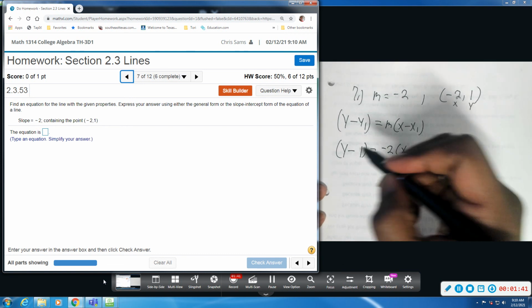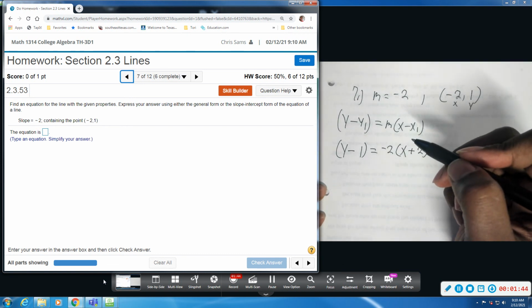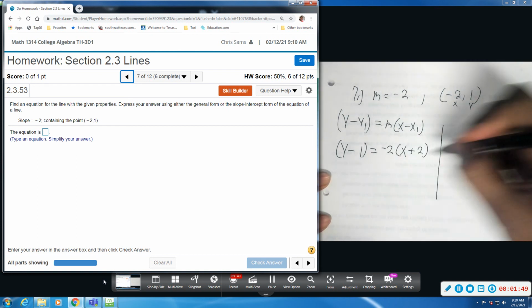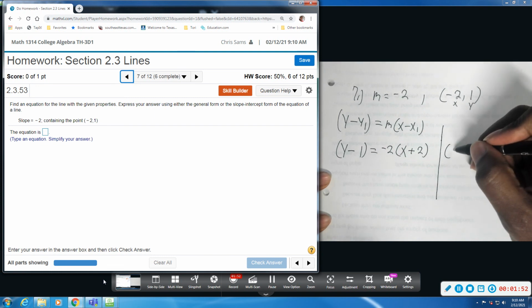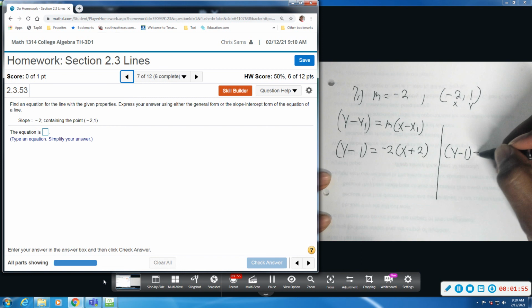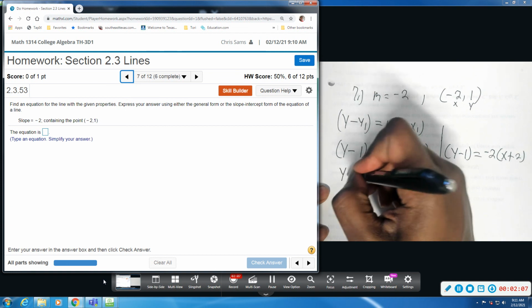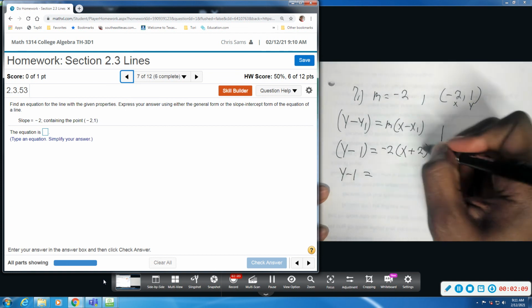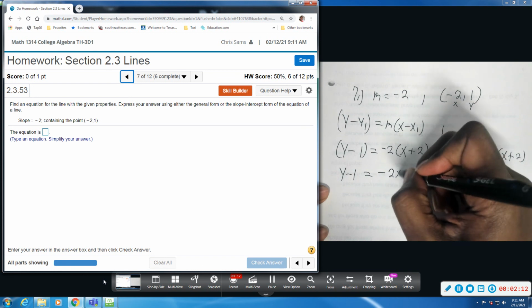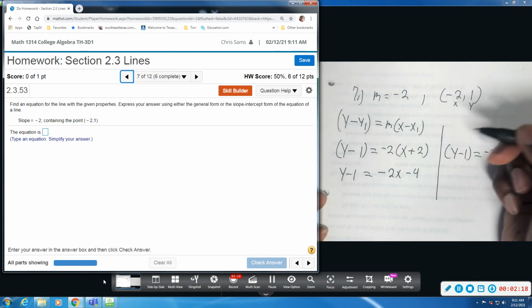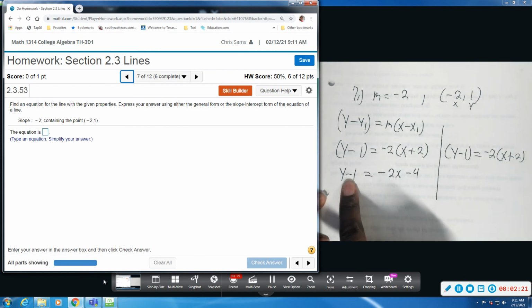And then, if I want to get this in slope-intercept form, I'm going to start here. From this point, I'm going to show you the difference, slope-intercept form and general form. y minus 1 equals -2 times x plus 2. So from here, both parts will be the same. We will have y minus 1. We will distribute the -2, so you have a -2x minus 4 when you do -2 times +2. And then we will add 1.